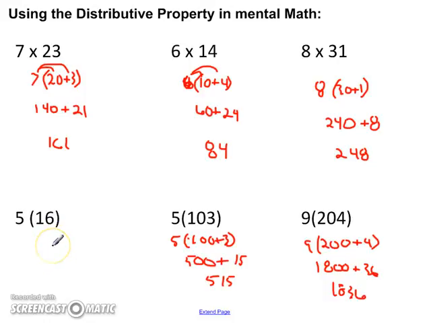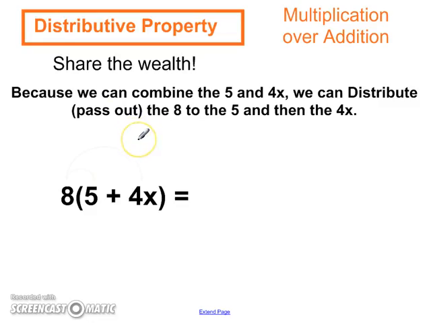16, I'm going to go, well, I'll just go 10 plus 6. Most people are better with multiplication anyway, or addition. 5 times 10 is 50. 5 times 6 is 30. 80. And we're done.